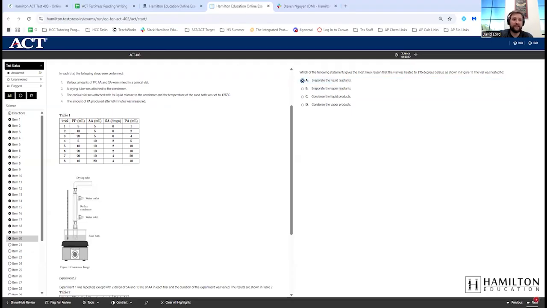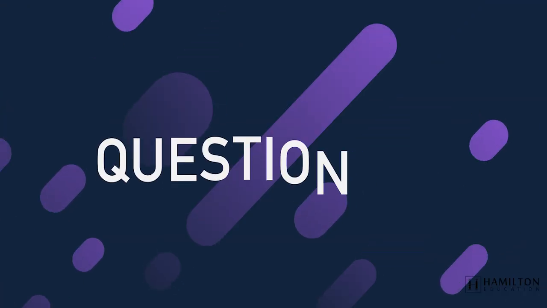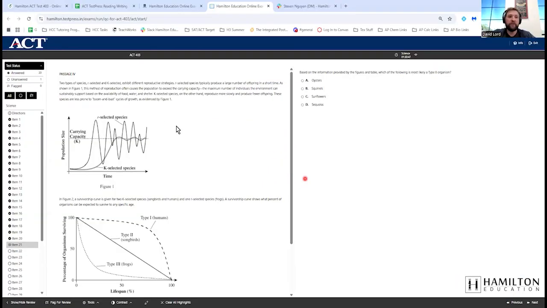All right, that does it for passage 3. On to passage 4. Based on this passage, which involves r-selected and K-selected species from biology, we also have a survivorship curve, which has type 1, type 2, type 3. All right, let's go to the questions.